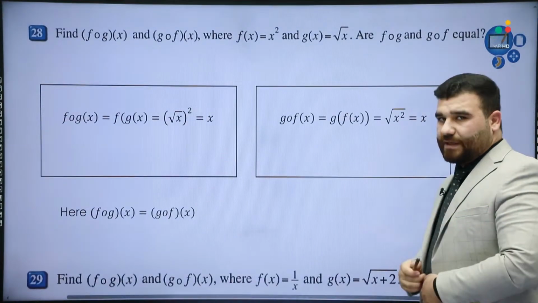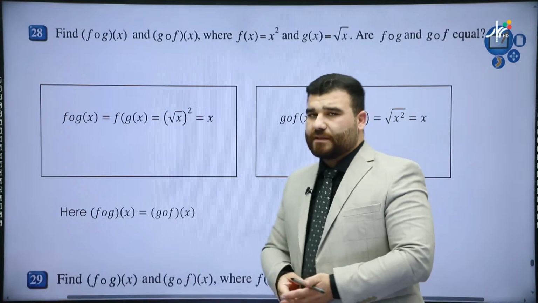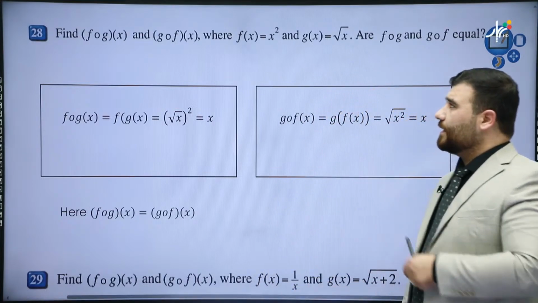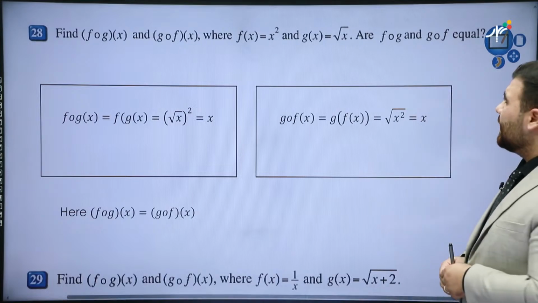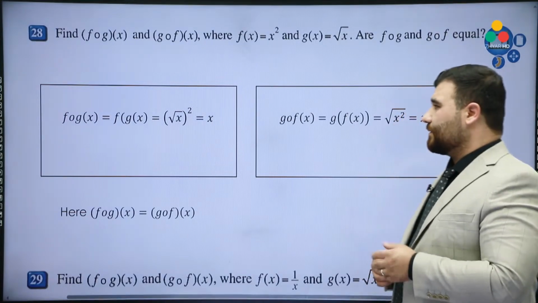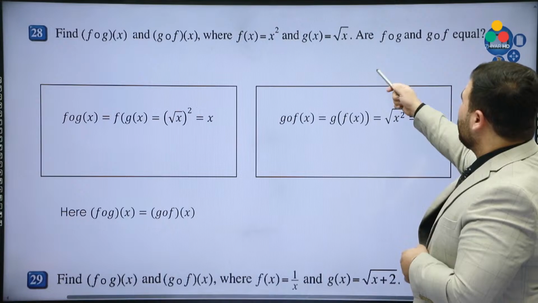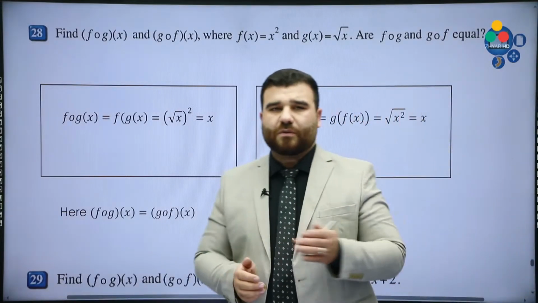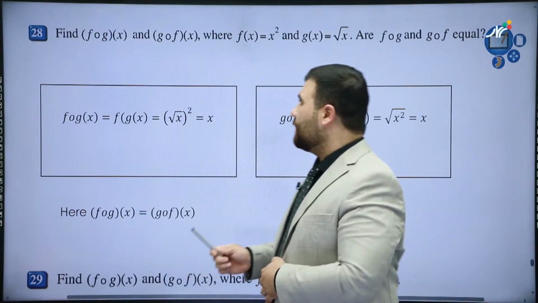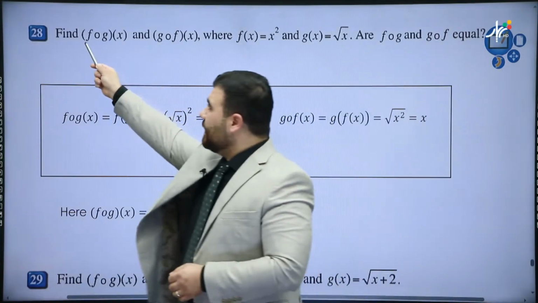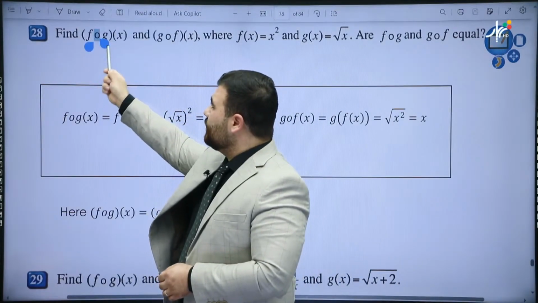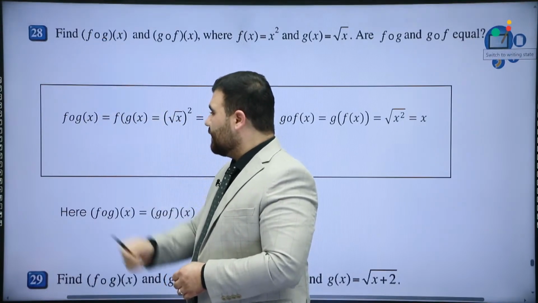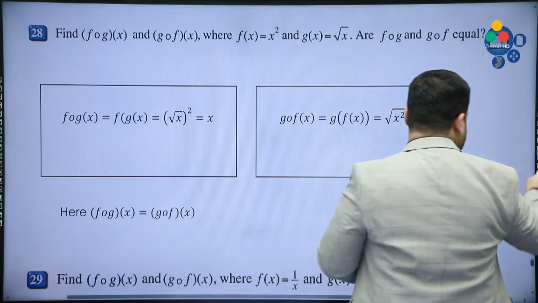This is exercise 28 from the book. Find f of g and g of f, where f(x) is x squared and g(x) is square root x, or radical x. Are f of g and g of f equal? We don't know because they are not always equal. We should find it. To find it, firstly we have f of g. This means put the function g in f. Put the function g in f means f of g(x).